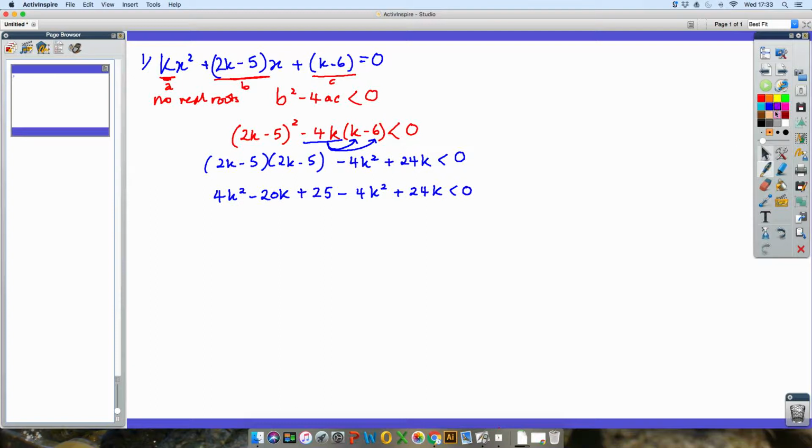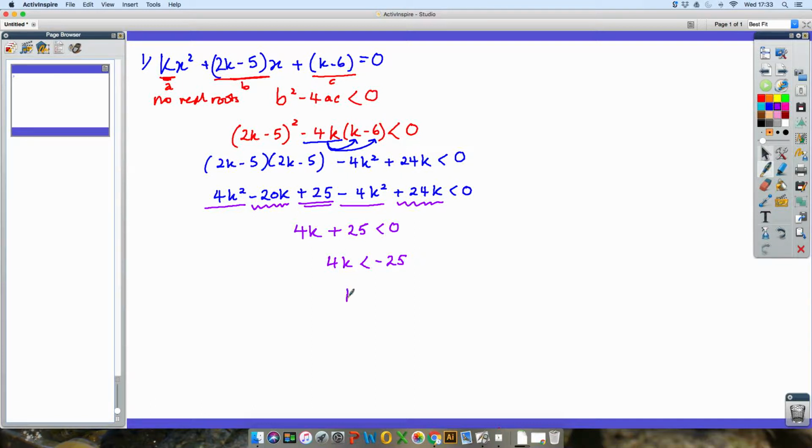Right, now you've got to do some simplifying. Collect together your k squareds, none of them. Collect together your k's, only 4 of them. And any constants on their own, only 25. Relatively straightforward. Take away the 25. It's a nice linear inequality.